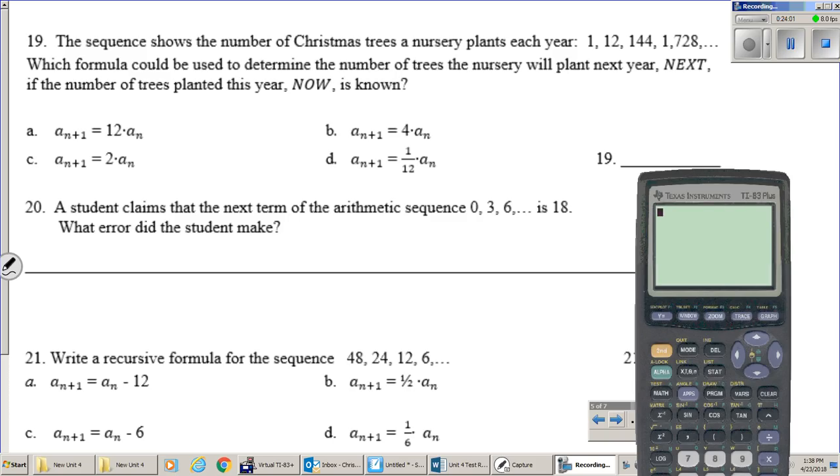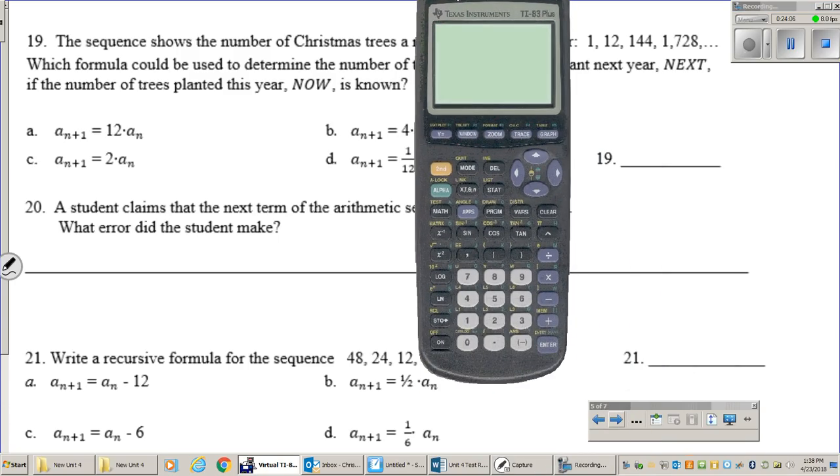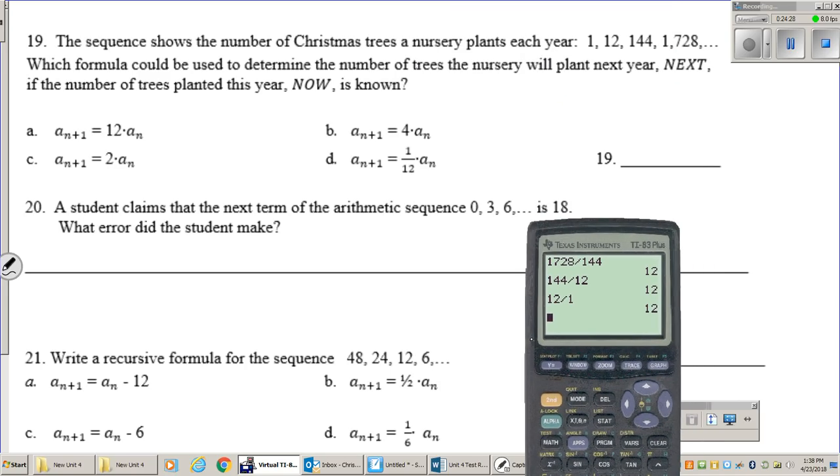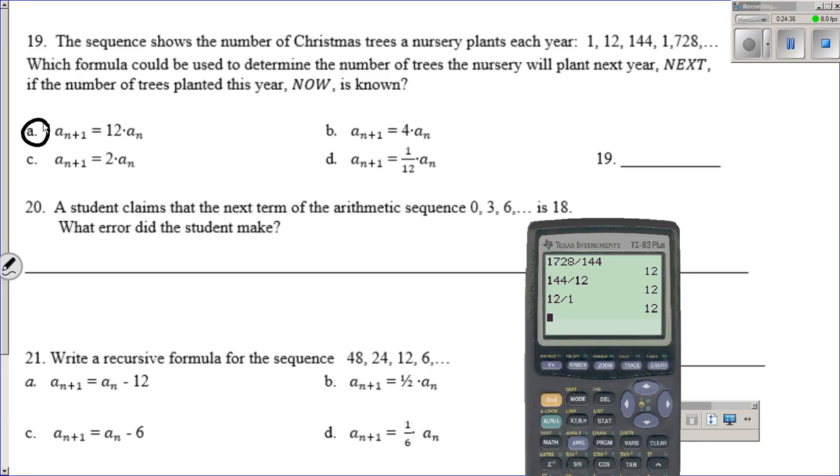So we need to identify the pattern. I see these numbers are getting large really quickly, so I suspect that this is exponential data. Remember, you can work backwards in a pattern by using division. So if I start with 1,728 and divide by 144, I get 12. 144 divided by 12 is also 12, and 12 divided by 1 is also 12. So we see that we have a common ratio of 12. So we just need to find the answer choice that says the next term in the sequence equals the now term times 12. And that's going to be answer choice A.